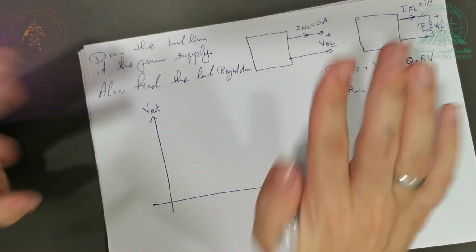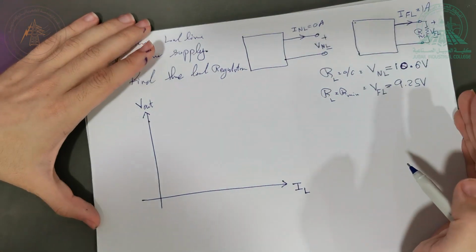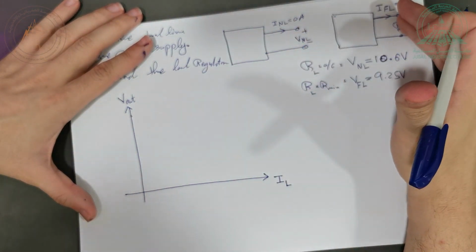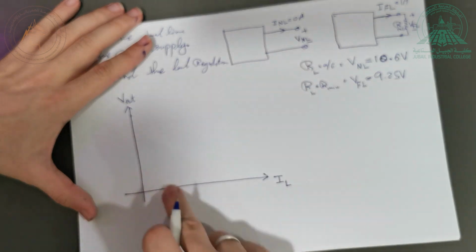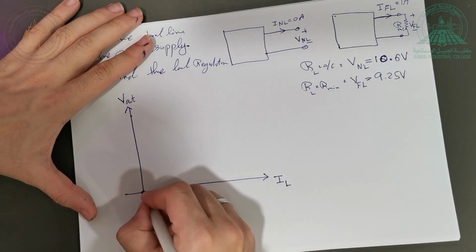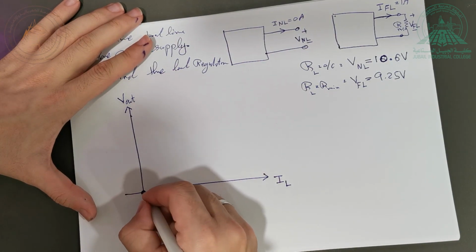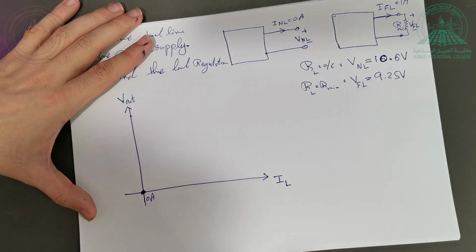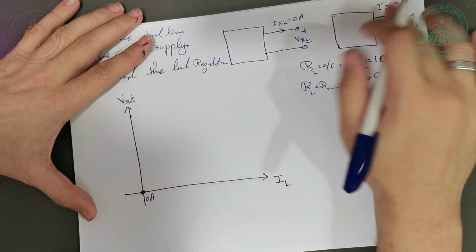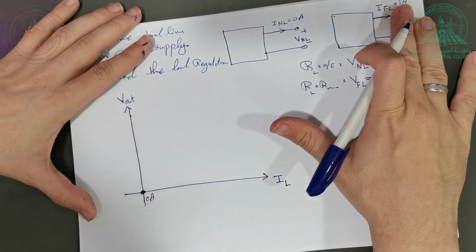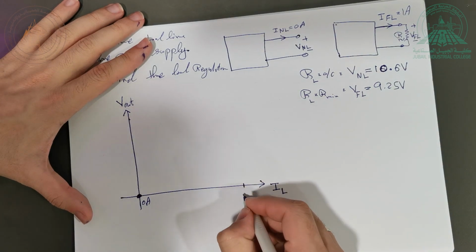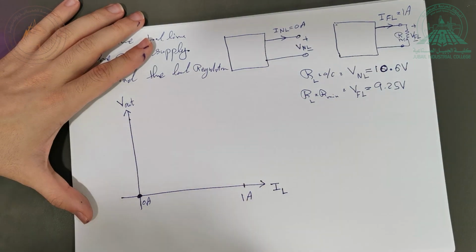Now right here I have the two extremes of the device. I have it when I have no load current, and when I have the maximum load current. What is the no load current here? It is 0 ampere, so it is right here, this point. What is the maximum current? The maximum current in this case, according to the given information here, is 1 ampere. So the maximum here is actually 1 ampere, like that.